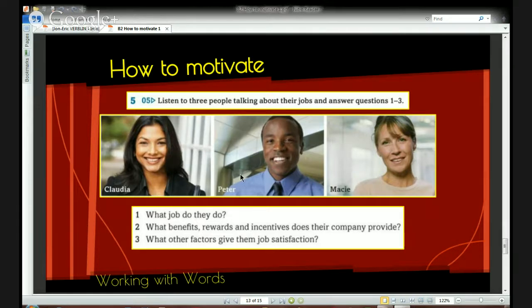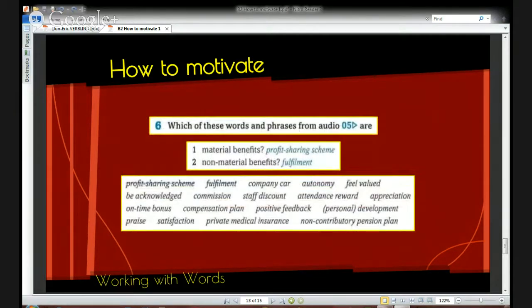What we're going to do here is take a look at the vocabulary. Which of these words from the audio that you just heard from all three people, which of these words is A, material, or B, non-material? For example, a profit-sharing scheme is a material benefit because you're getting money. Fulfillment is a non-material benefit. We didn't actually talk about what fulfills them. So actually maybe we really ought to clarify that, or it's going to be a little bit confusing.